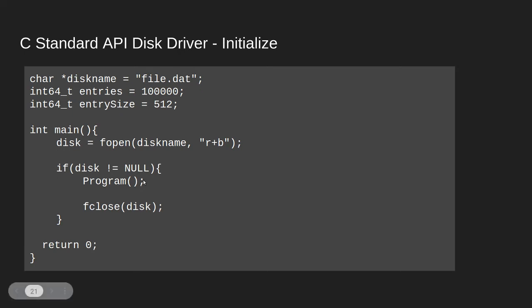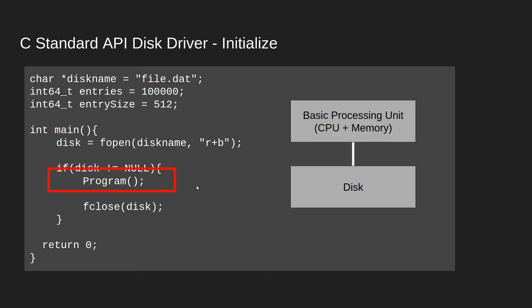We then check that we successfully managed to open the disk or the file, and then we run our program that now utilizes only CPU, memory, and the disk in this example implemented using the C API. When our program is done, we close our disk, or we close our file. So this part of the program now has a disk available using the C API, using our simple essentialized interface.